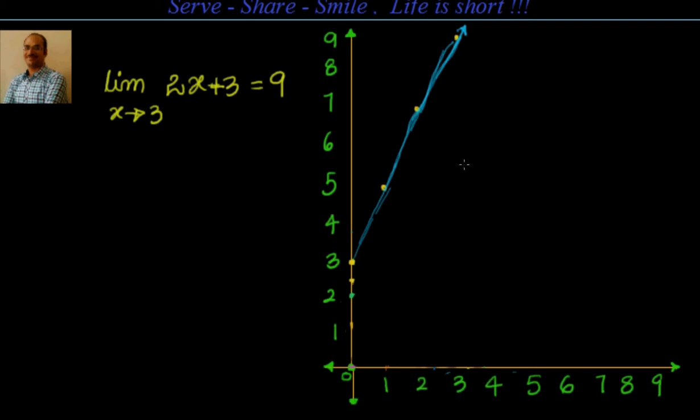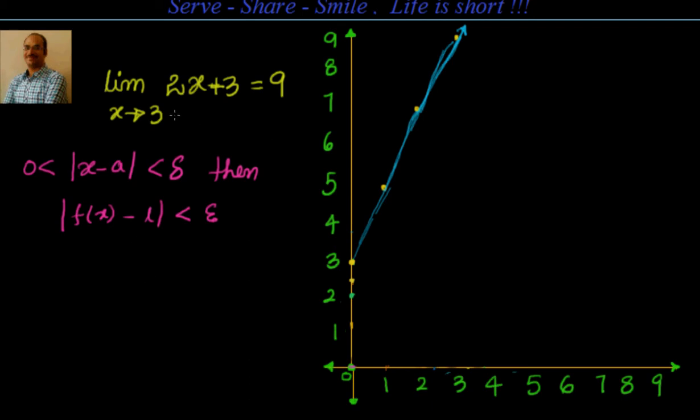As x moves towards 3, we want to prove that the limit exists here. For that, we know the conditions of what we have to prove. What we are saying is, for every epsilon greater than 0, there exists a delta such that if 0 less than mod of x minus a is less than delta, then mod of f of x minus L is less than epsilon. So this is what we have to prove.